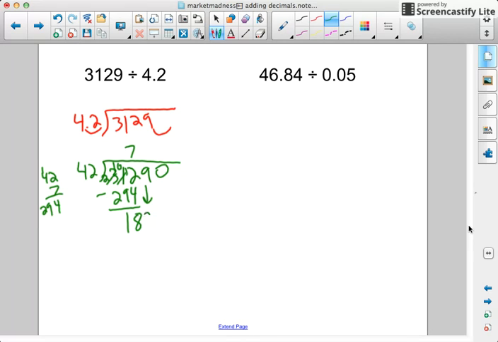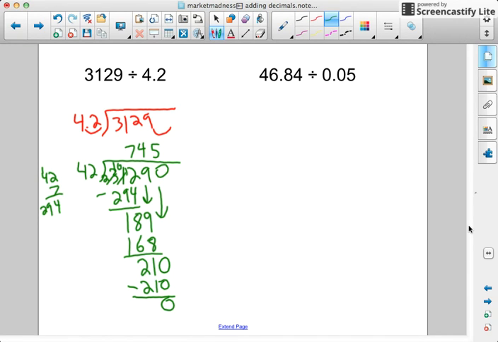Then I need to bring down the 9. Then I need to see how many times 42 goes into 189, which is 4 times. 4 times 42 is 168. Subtract this. I get 21. Bring down the 0. I see how many times 42 goes into 210. That's 5. 5 times 42 is exactly 210, which worked out for me. So that is my solution, 745.